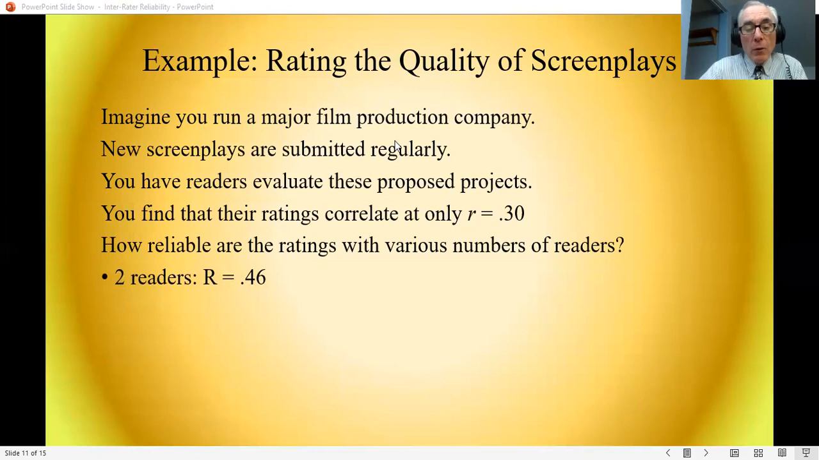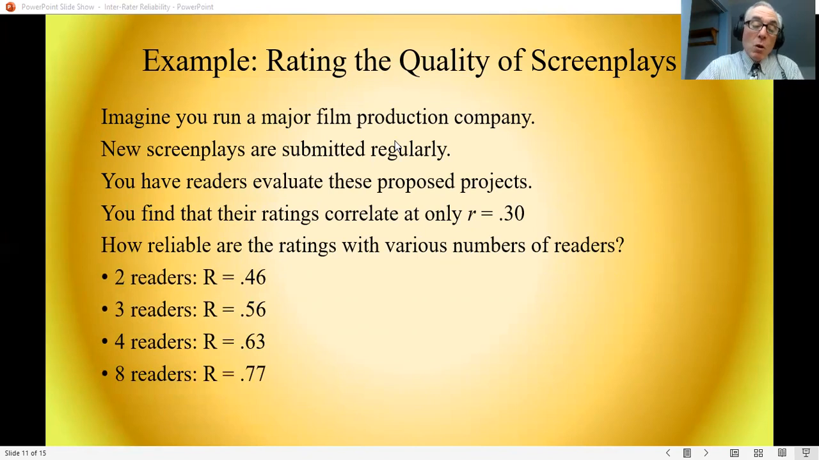Well, if I have only two raters, I plugged the numbers in here, so don't worry about where they come from, but they are accurate. If I have two raters, the correlation of 0.3 would yield an effective reliability of only 0.46. More than half of what we're getting is still random noise. With three raters, we're up to 0.56. Still not great, but moving in the right direction. Four, I'm up to 0.63. I'm starting to feel a little better about this. Go up to eight, our reliability is now up to 0.77. I'm kind of beginning to like that. If I can get to 12, I'm all the way up to 0.84, which is a pretty comfortably high level of reliability. The trouble is I have to have eight or even 12 people read each screenplay.